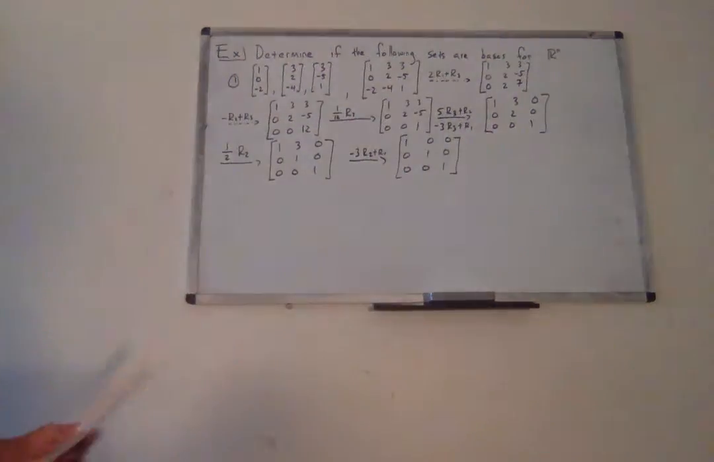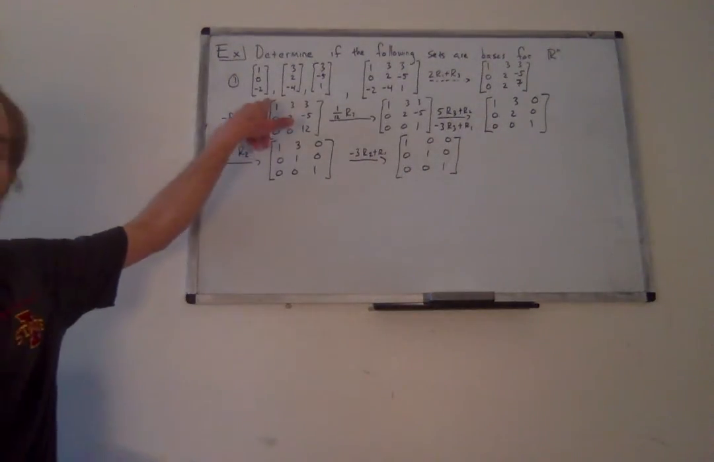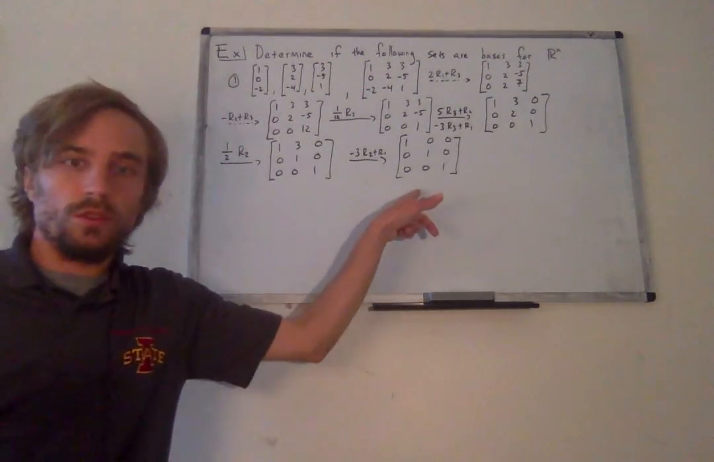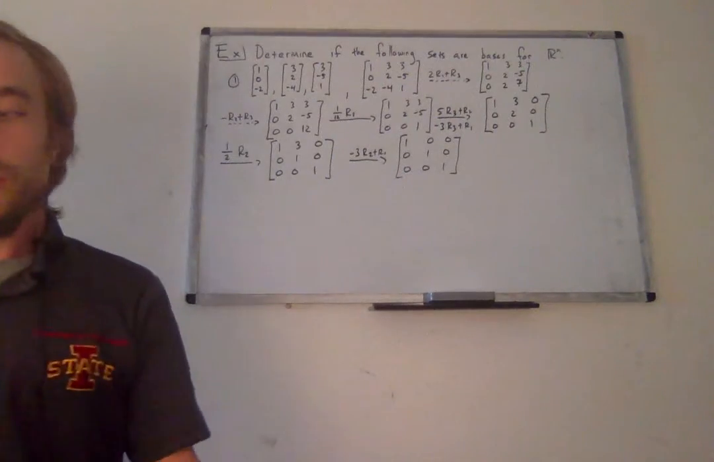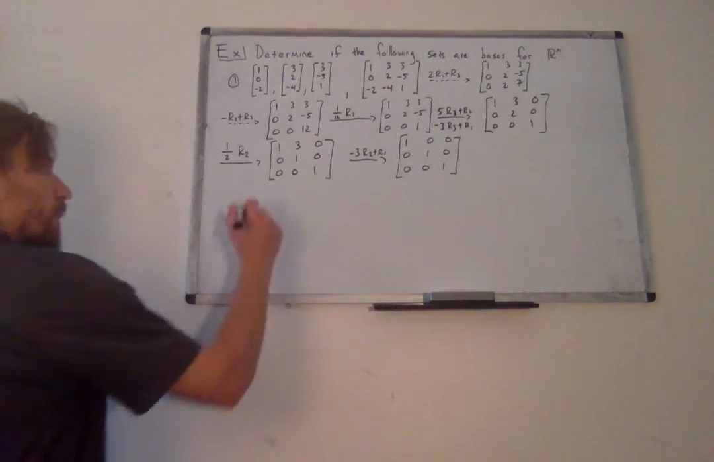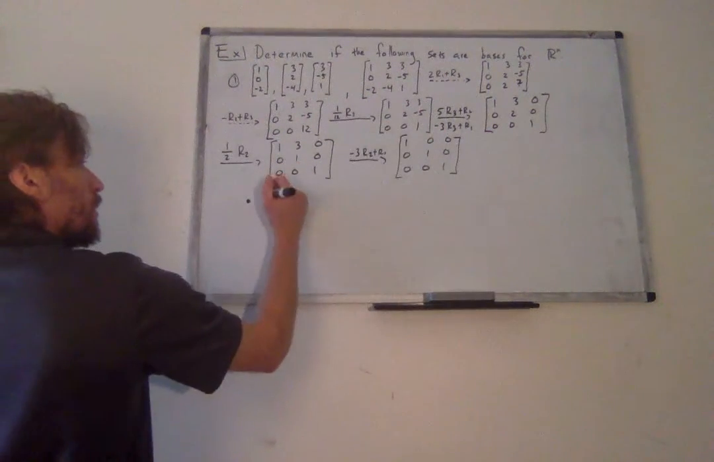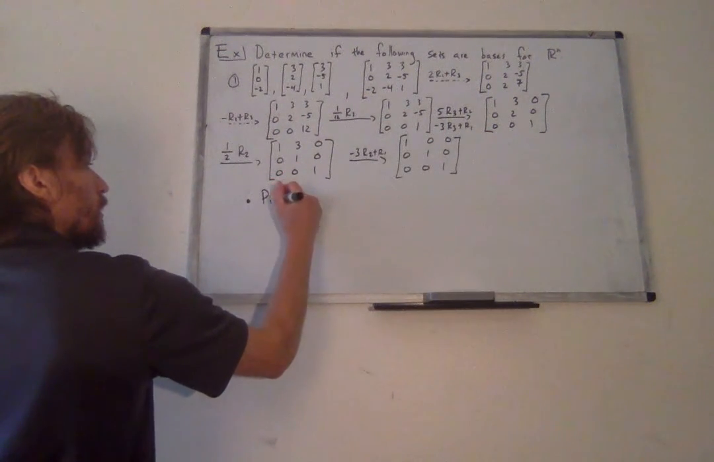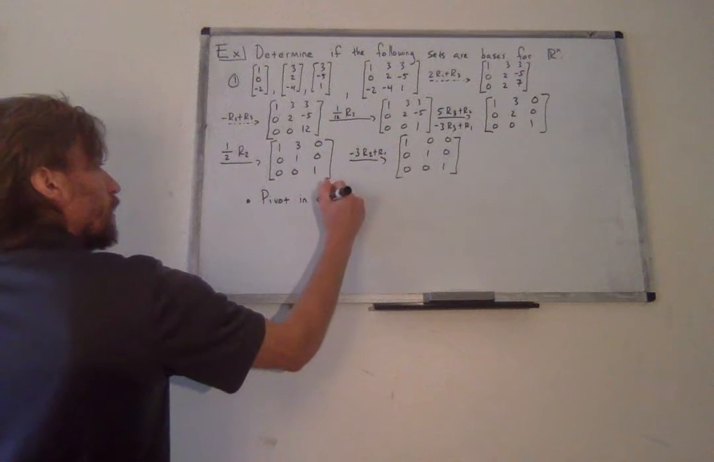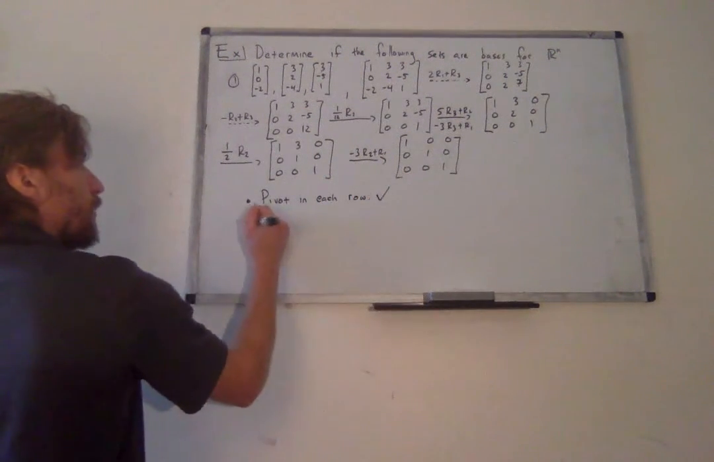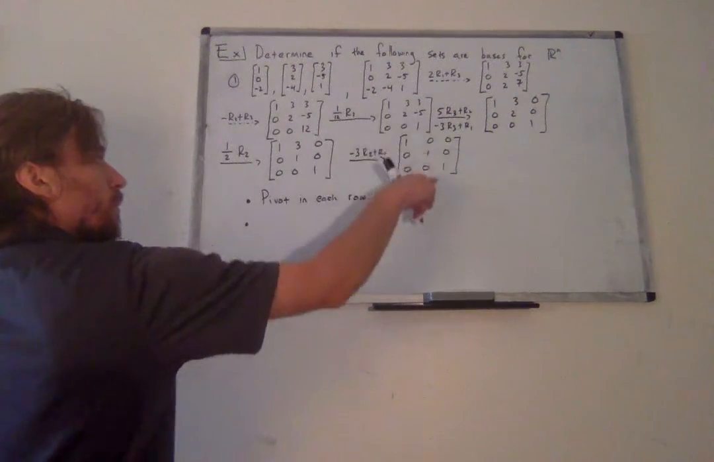All right, so start with our set of vectors, create a matrix, row reduce. We've got our reduced row echelon form, and so now we want to check, does it have a pivot in every row? Yes. Pivot in every column? Yes.